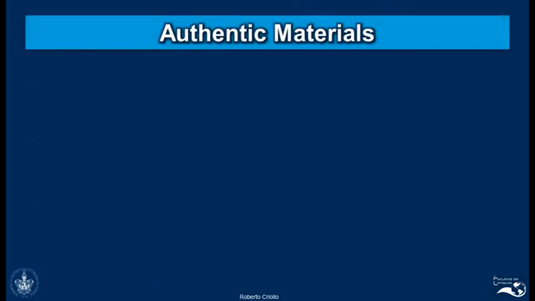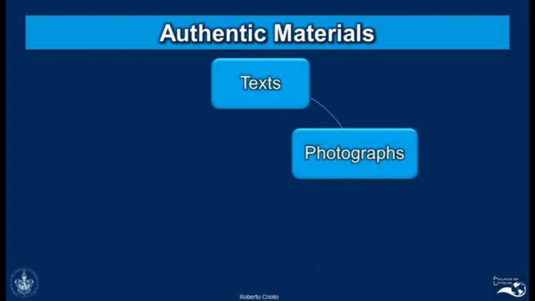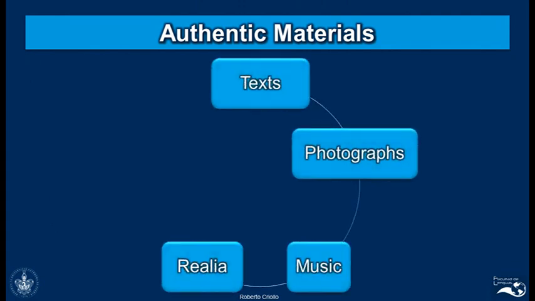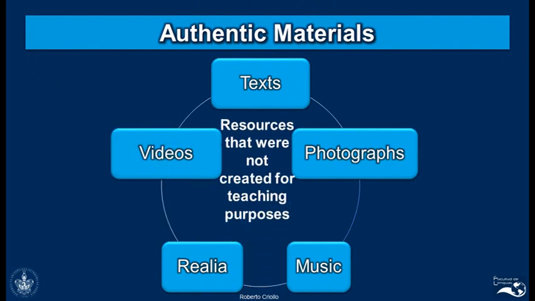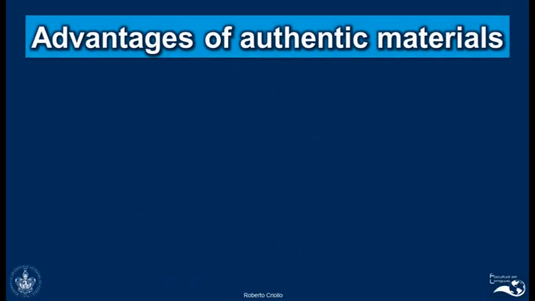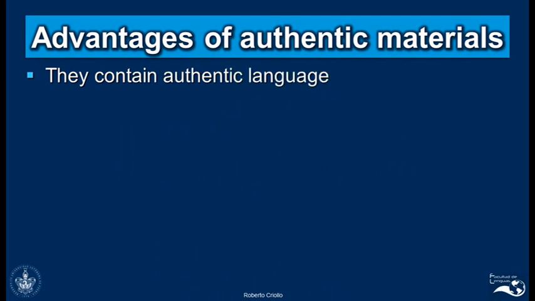An alternative to compensate for the limitations of textbooks is the use of authentic materials. They could be texts, photographs, music, realia, videos, and in general, everything that was not originally created for teaching purposes. There are many advantages to the use of authentic materials. First of all, they contain authentic language. They were not designed for teaching, they were designed for communication.